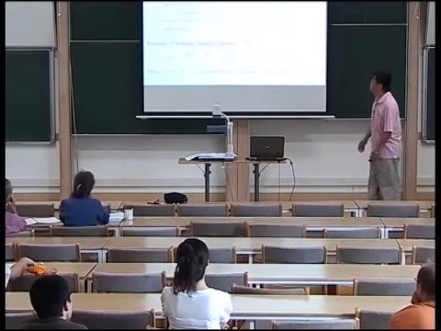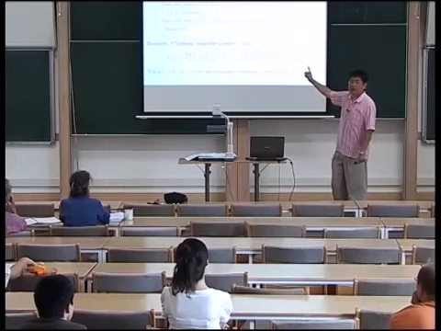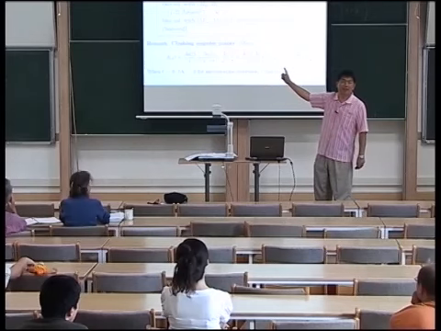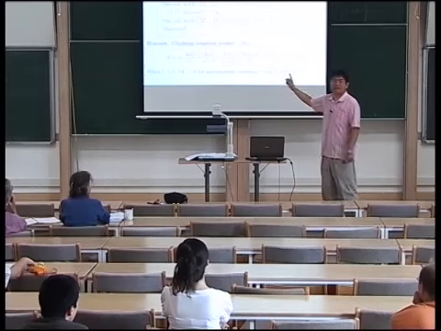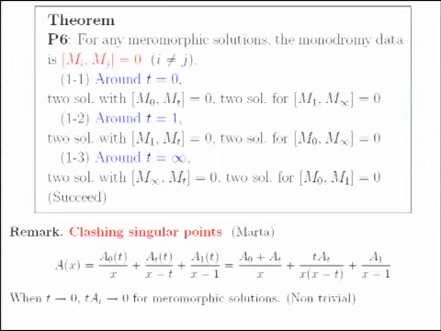To prove this, we use a technique of clustering singular points, as Marta explained. Frank asked about clustering singularities, as Marta talked about. So clustering singular points is like this. This is the potential of x. This is equal to like this. This is very, very simple. If you take the limit t equals 0, then there are no essential singularities.